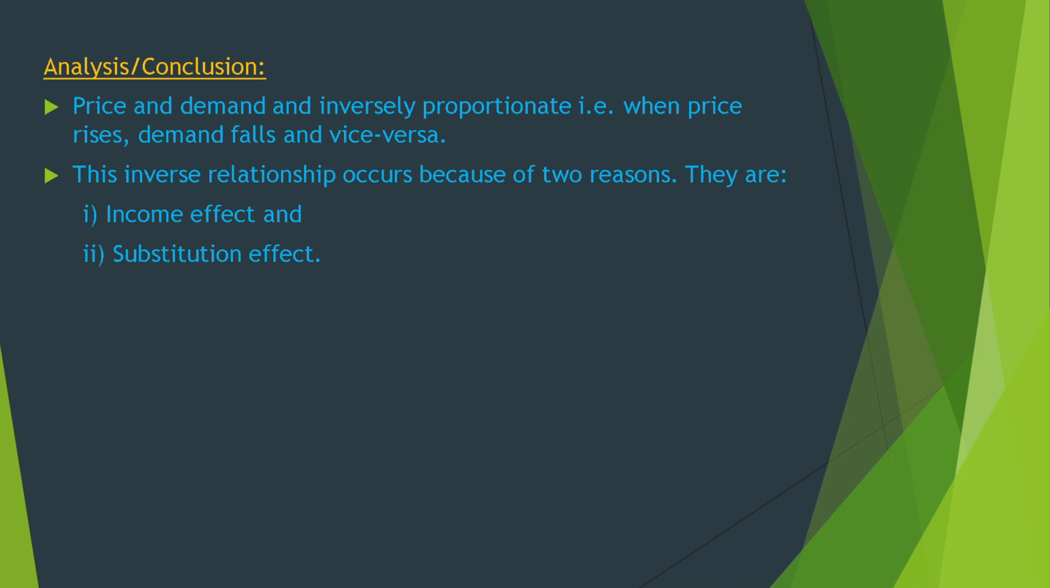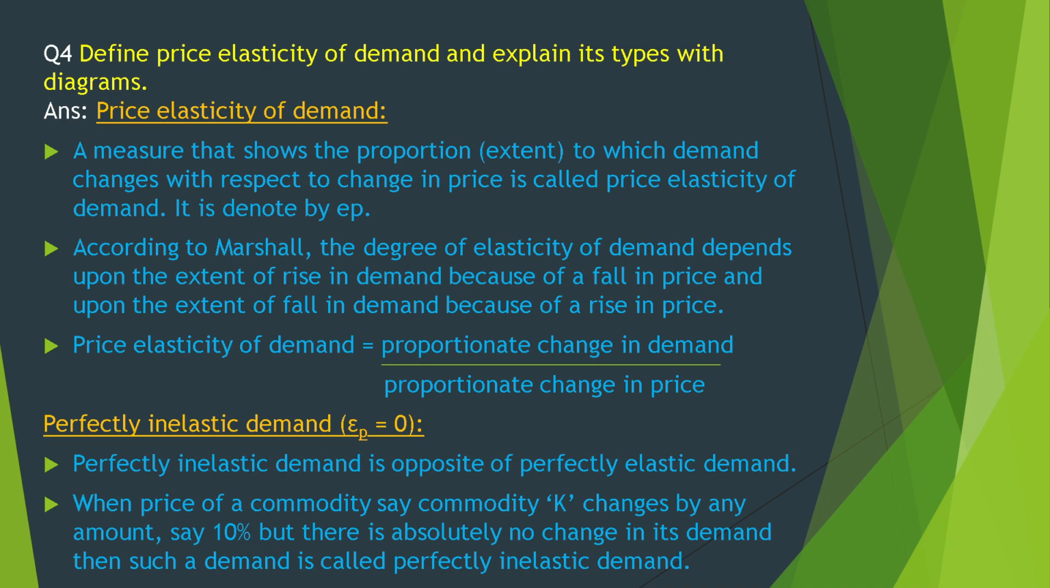These inverse relationships occur because of two reasons. They are the income effect and the substitution effect. Question 4. Define price elasticity of demand and explain its types with diagrams. Price elasticity of demand, a measure that shows the proportion or extent to which demand changes with respect to change in price, is called price elasticity of demand.